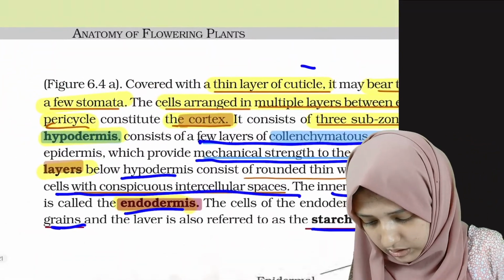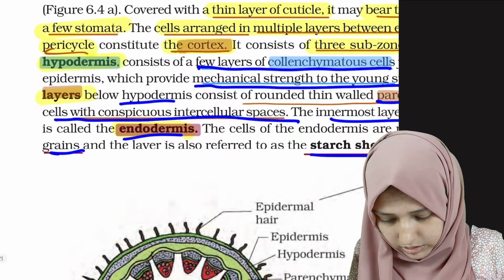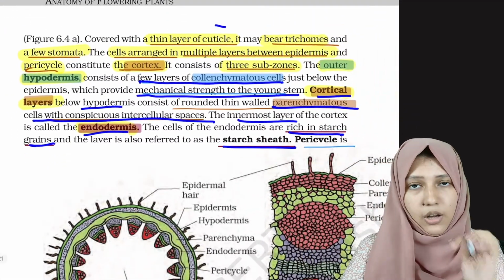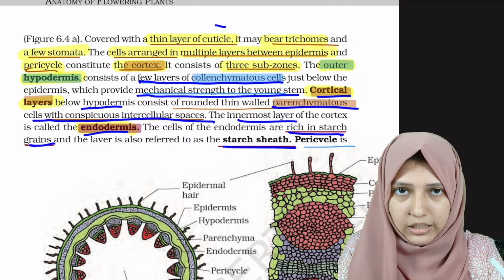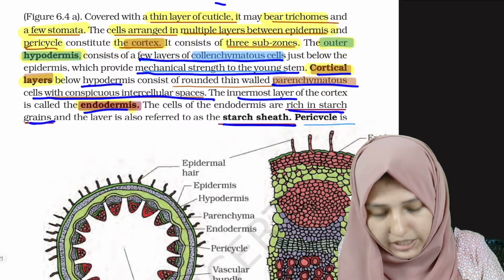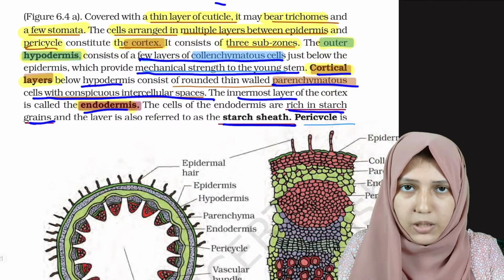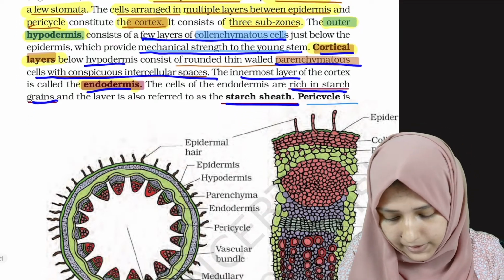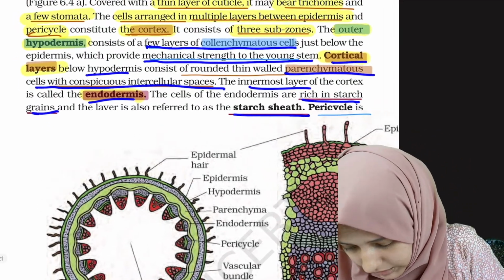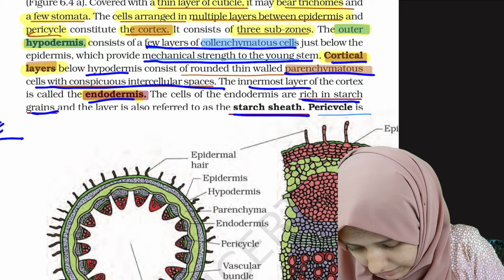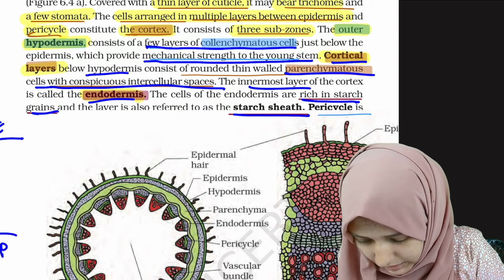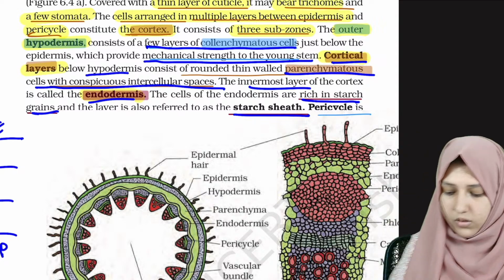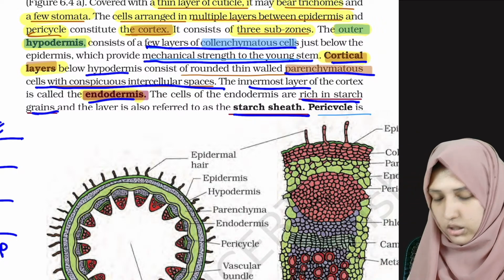Up to here we will just rewind. First the epidermis, then the cuticle, the protective layer, then they can have trichomes and stomata. Then the cells arranged between the epidermis and pericycle constitute the cortex. So this cortex is divided.